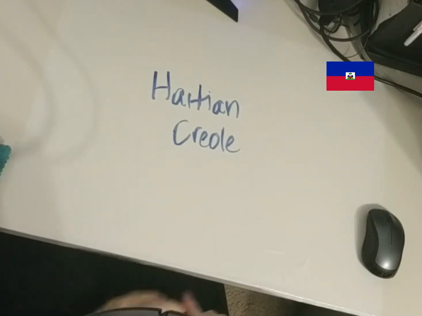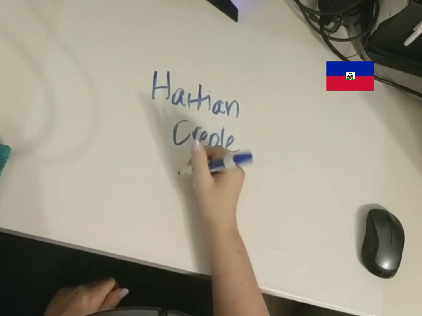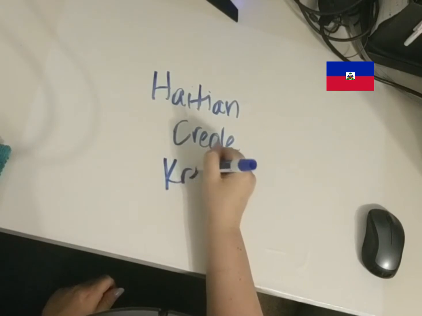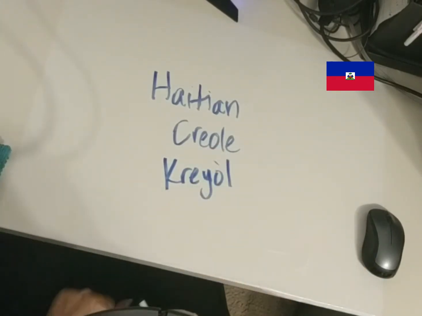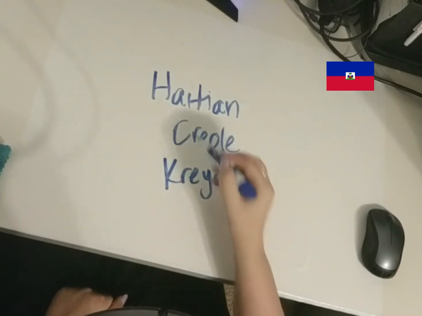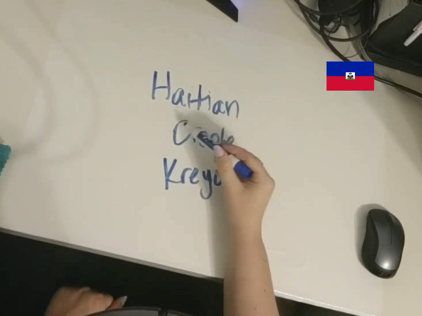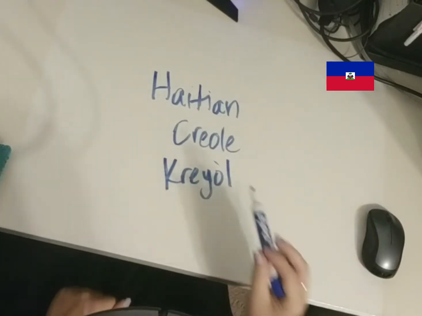So in Haiti, they refer to their language as Creole, but it's spelled like this. One of the things you're going to notice is that they don't have the letter C like that. So whenever you have a hard k sound, it's the letter K.